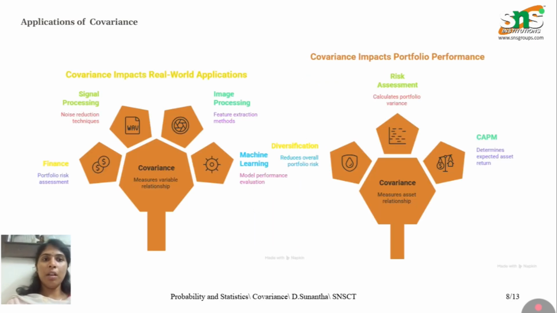So here are the real world applications of covariance. In signal processing, this covariance technique is used to reduce noise. Next, in image processing, it is a feature extraction method in which the images are processed. Next, in machine learning, models are evaluated using covariance. Next, in finance, risk management and risk assessment can be done using the covariance method.